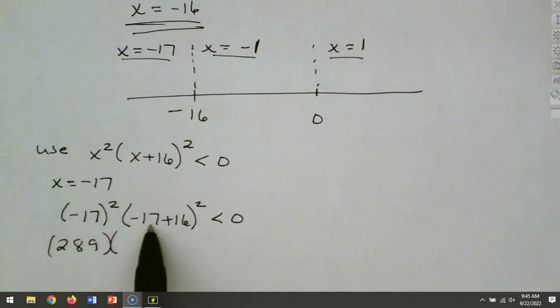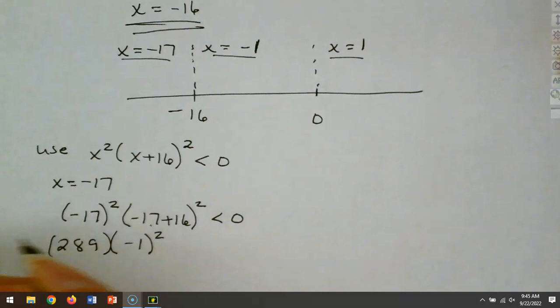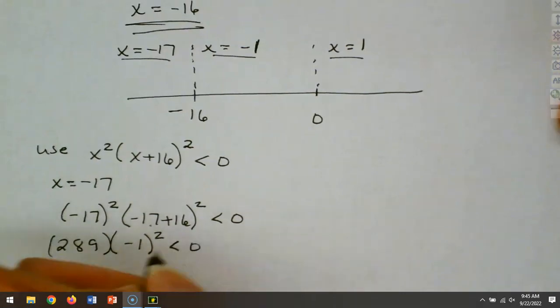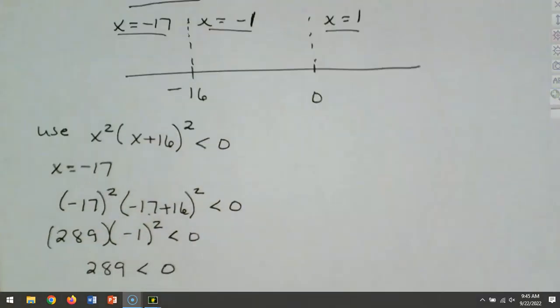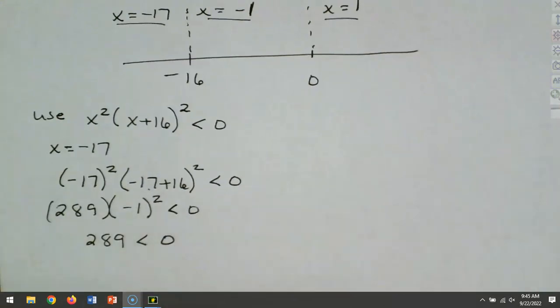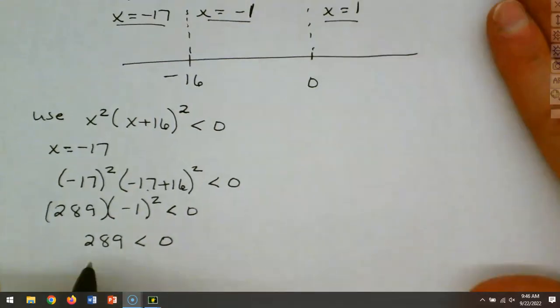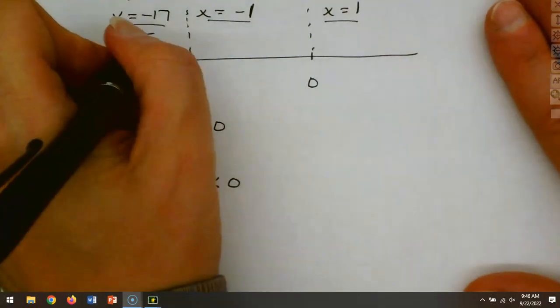And negative 17 plus 16 makes negative 1. And what happens when you square negative 1? It becomes positive. So this side becomes 289. And is 289 smaller than 0? Is that going to be true or false? Is 289 smaller than 0? Someone said it. That will be false. So that region is false.